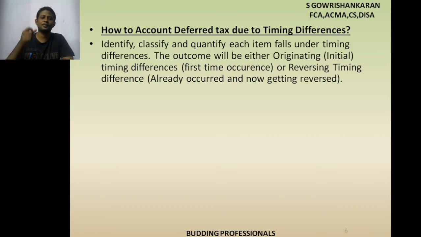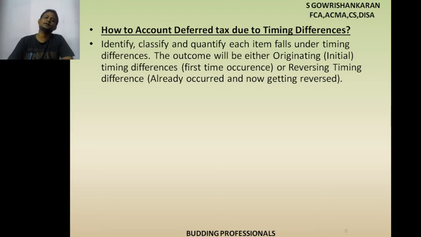For example, under section 43B, only if you make payment then only it is allowed, otherwise it is not allowed, correct? That is one type of thing. Okay, so we have to identify whether it is coming under the deferred tax asset category or under the deferred tax liability category. That we will understand: what is deferred tax asset, what is deferred tax liability, and also originating timing differences and reversing timing differences. What are originating timing differences?